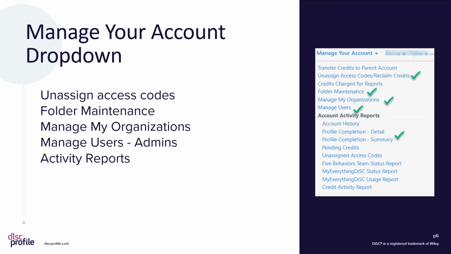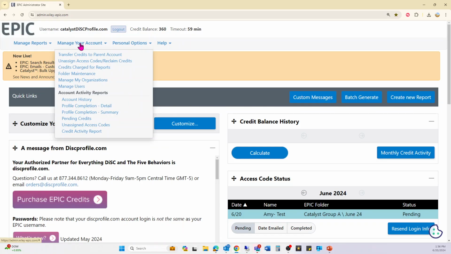And then there's a folder maintenance section, managing your organizations, similar to Edit, but it does have some different functionality. You can manage users, adding additional administrators to help you out in this admin account. And then some different activity reports may be helpful during year-end reviews, trying to figure out who you've set codes to, who's done what in there, and all of that good stuff. So we'll take a look inside that Manage Your Account drop-down section. So like I said, it's going to be the second one over.